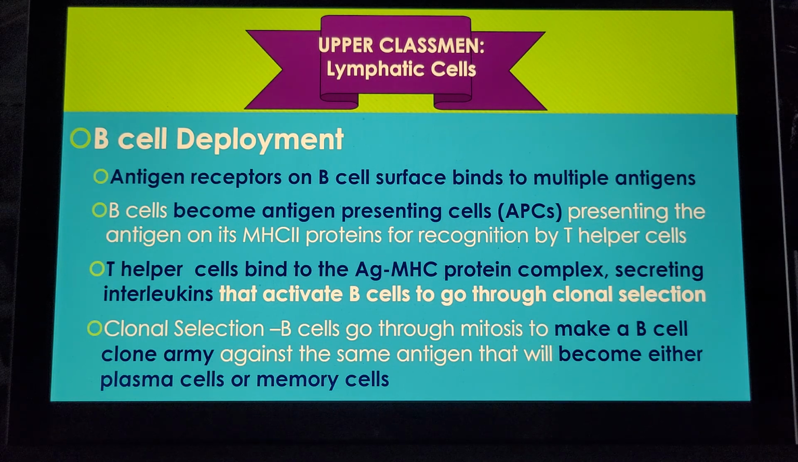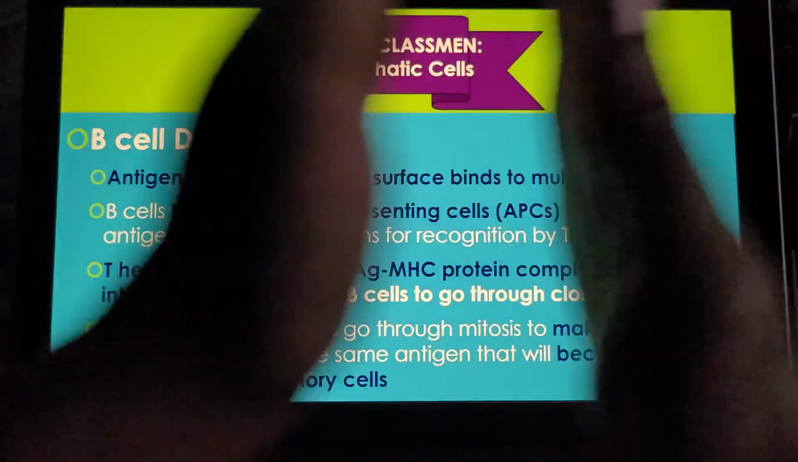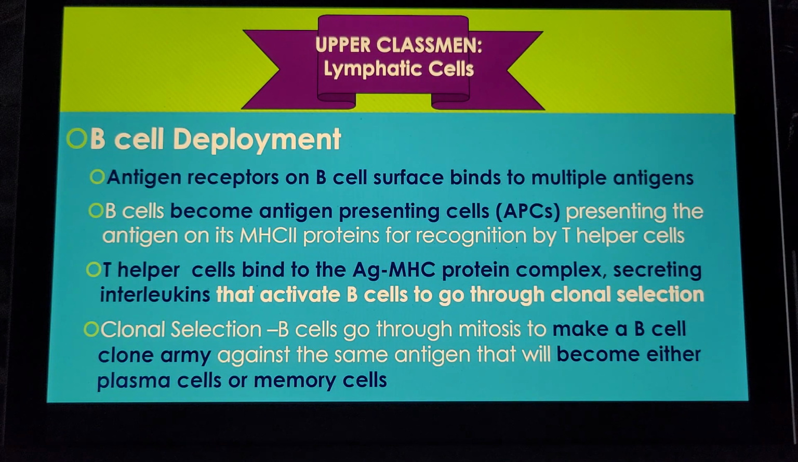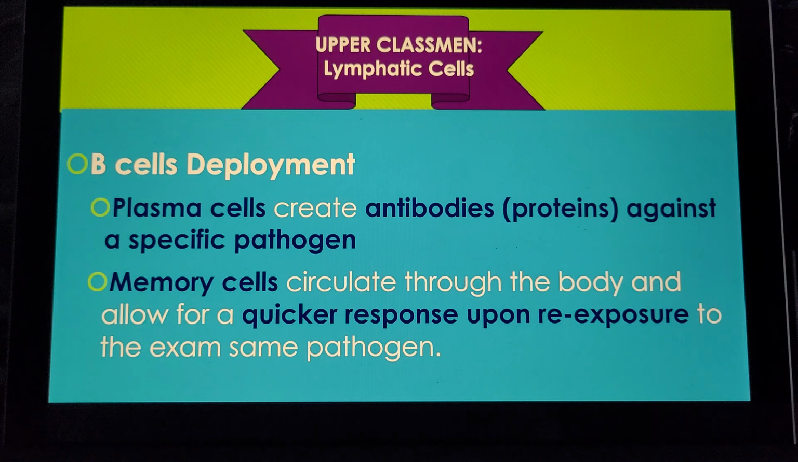That T cell is going to secrete interleukins. That's going to activate the B cell. So there's our tag team situation going on again. Once the B cell is activated because of the T cell, then it can go through clonal selection. So mitosis, make a bunch of them. So a nice clone army against that specific same pathogen. And they'll either become plasma cells to do the work right now, or memory cells to do the work if you re-expose the second time.